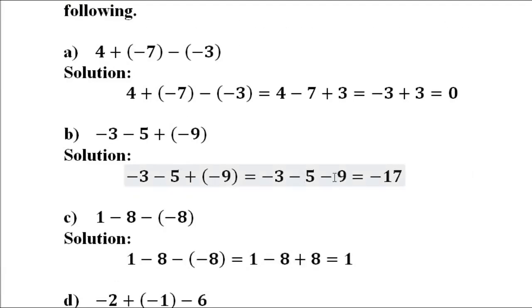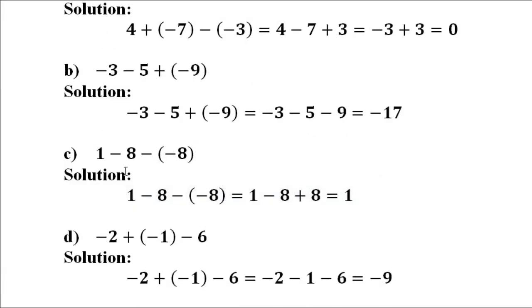The second part of the question is -3 minus 5 plus -9. Step 1 is to multiply the positive sign by the -9, which gives us -9. Since all three numbers have negative signs, therefore we will add them, but the result will have a negative sign.